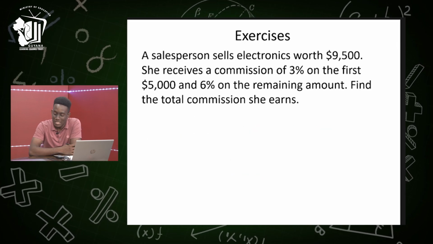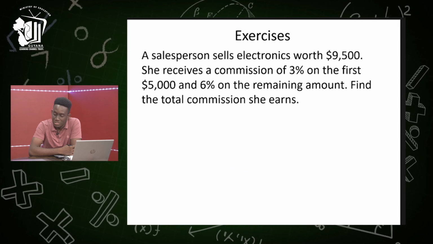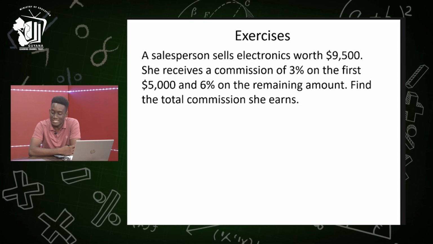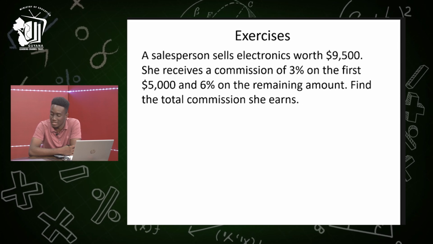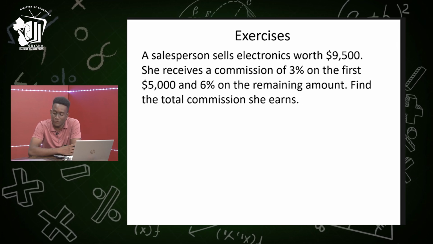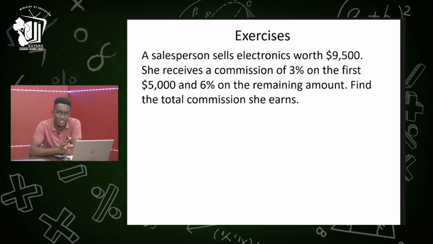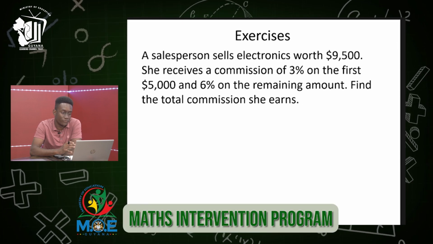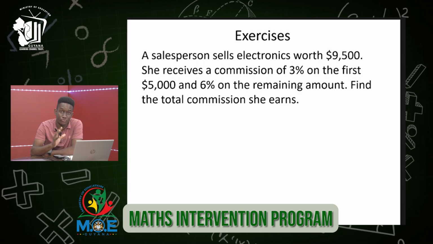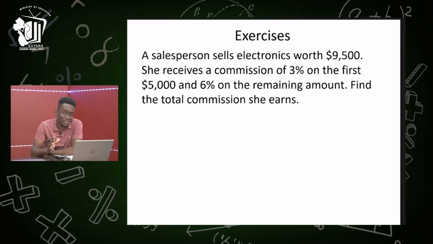So this one says, a salesperson sells electronics worth $9,500. She receives a commission of 3% on the first 5,000 and 6% on the remaining amount. Find the total commission she earns. So we have the amount of sales split into 2. For the first 5,000, this person will earn 3%. And for the remaining, they earn 6%. So the more they sell, the more they will get.